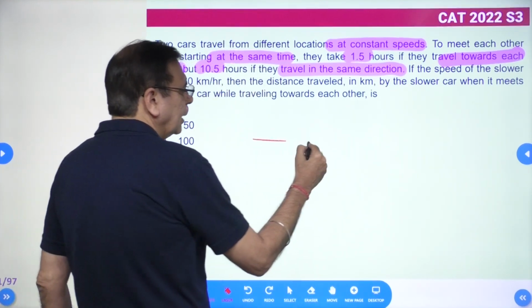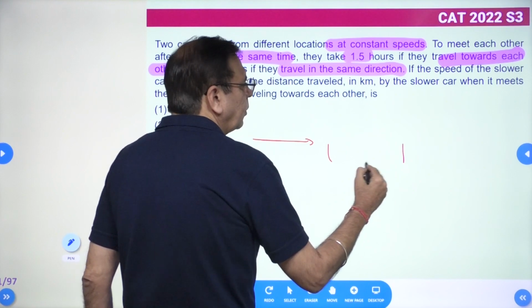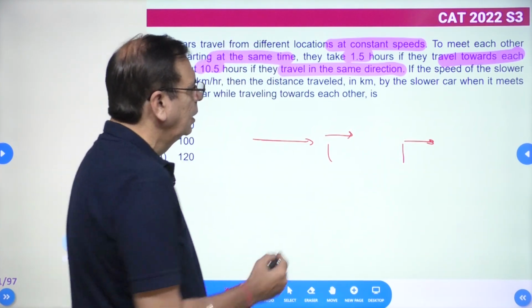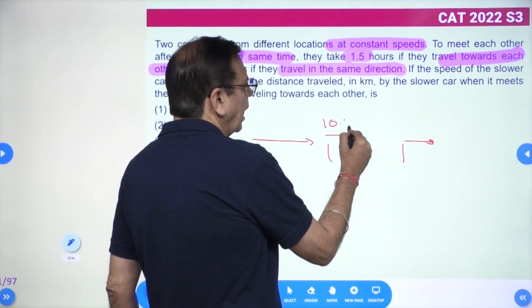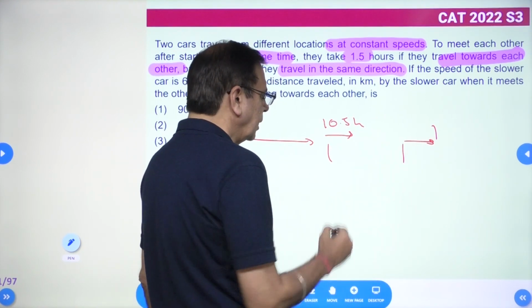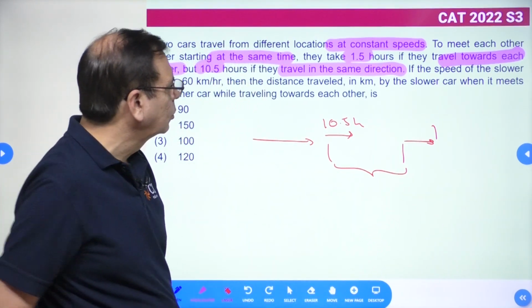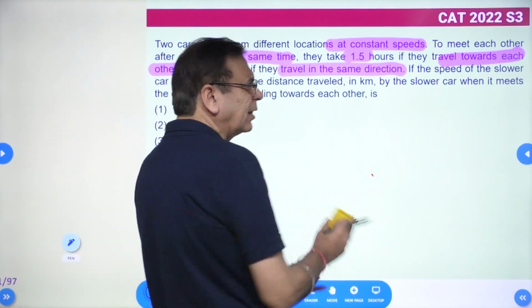That means these are two starting points. If one car is going this way, the other is also going the same direction. This car will take 10.5 hours to catch up with this one. The lead was initially this much, so to cover this extra distance, it is going to take 10.5 hours. So it is a relative velocity question.